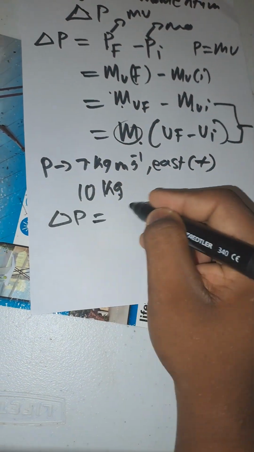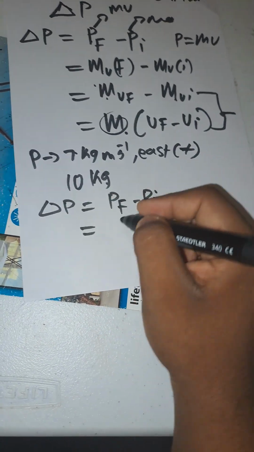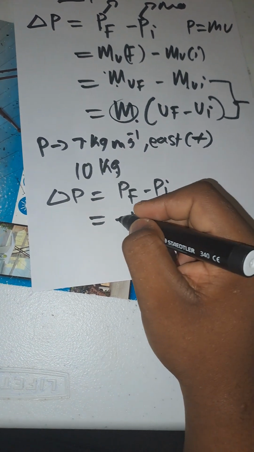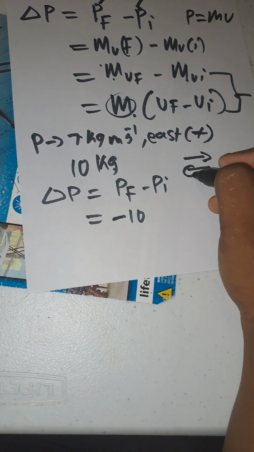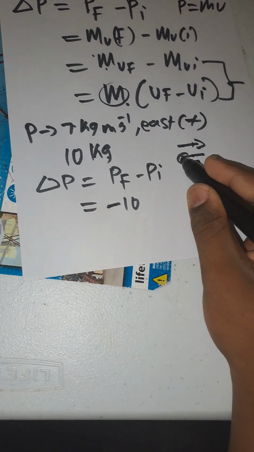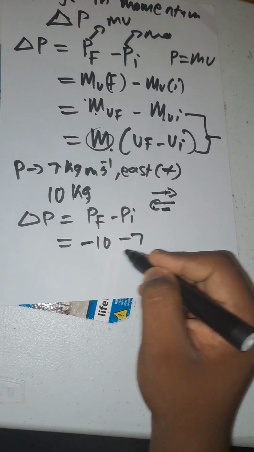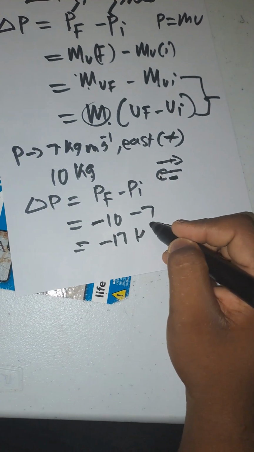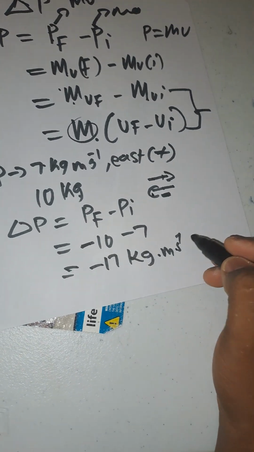What are you gonna do? You're gonna write the formula. Delta p is equal to pf minus pi. Then our pf is what? Minus 10, because they said in the opposite direction, so it must be negative. You understand? Because it was going to the east and then it was in the opposite direction. So note this is negative, and note it is also facing to the west, and then it's going to be minus 7. Negative 10 minus 7 is negative 17 kg m/s. So guys, you got it.